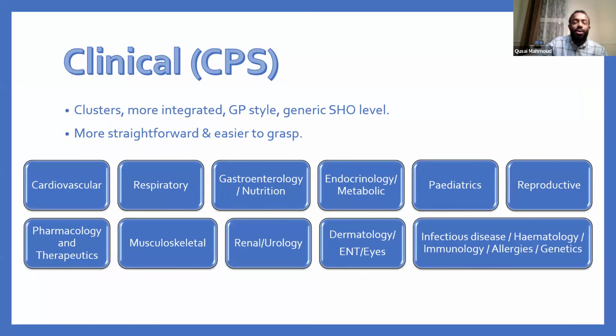Let's talk about the clinical generally. The clinical exam is more integrated. It's GP style. It's clustered. So they ask you 6-7 questions about immunology, 6-7 questions about SLE. It's really like that. And it is like generic SHO GP level. And for me, it's more straightforward and easier to grasp. And they're asking you about cardiovascular, respiratory, muscular. You know what clinical is. We all know that.